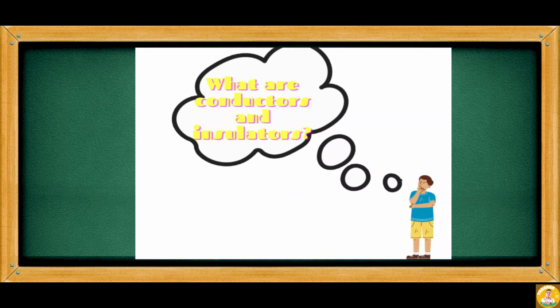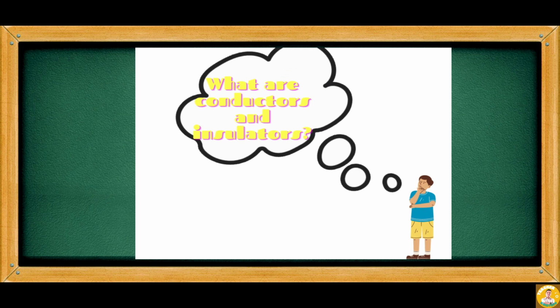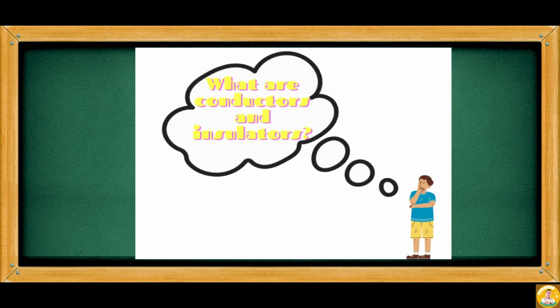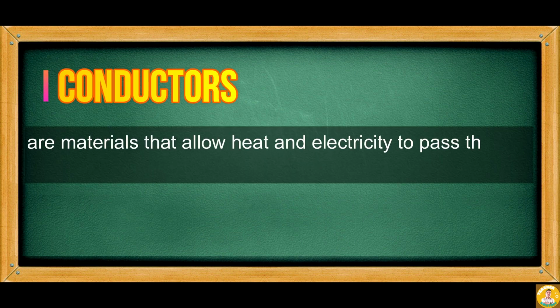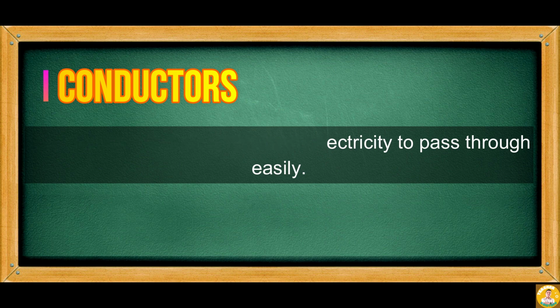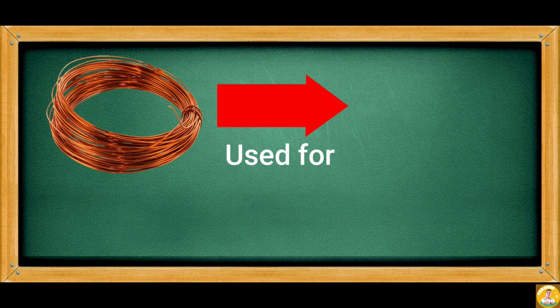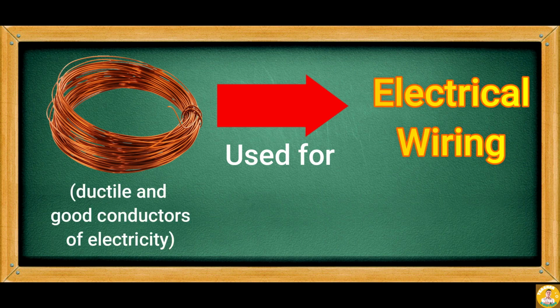So what are conductors and insulators? Conductors are materials that allow heat and electricity to pass through easily. Copper wires are widely used for electrical wiring because they are ductile and are good conductors of electricity.